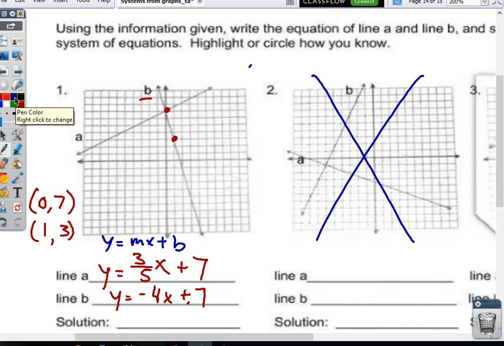So now, how many solutions do we have? We only have 1. Now, if you look, it only intersects 1 time right here. So that is your solution, and your solution is (0, 7). So 1 solution at (0, 7), we're done. That's it. So let's go to the back, right?